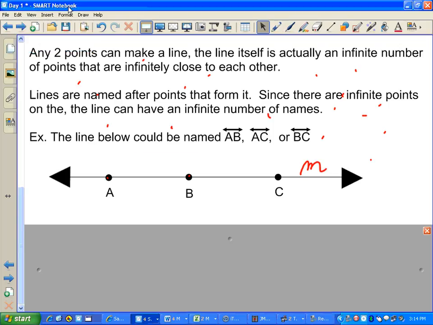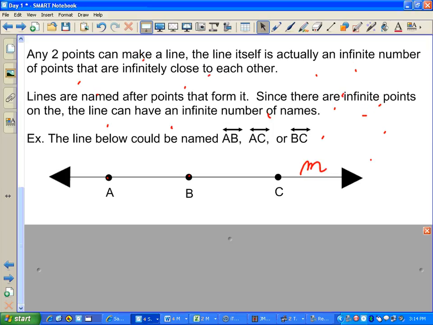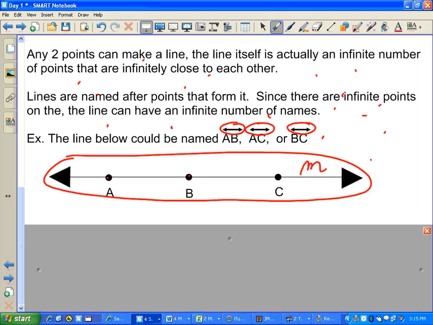Or really any 2 letters are on here. And then I just make sure that I put the symbol for a line above it. Okay, this is the symbol for a line. It looks just like a smaller representation of the line itself. So AB with a line above it, that represents this picture of the line that contains AB. Okay, or AC or BC, and it doesn't matter which order you put the letters in.